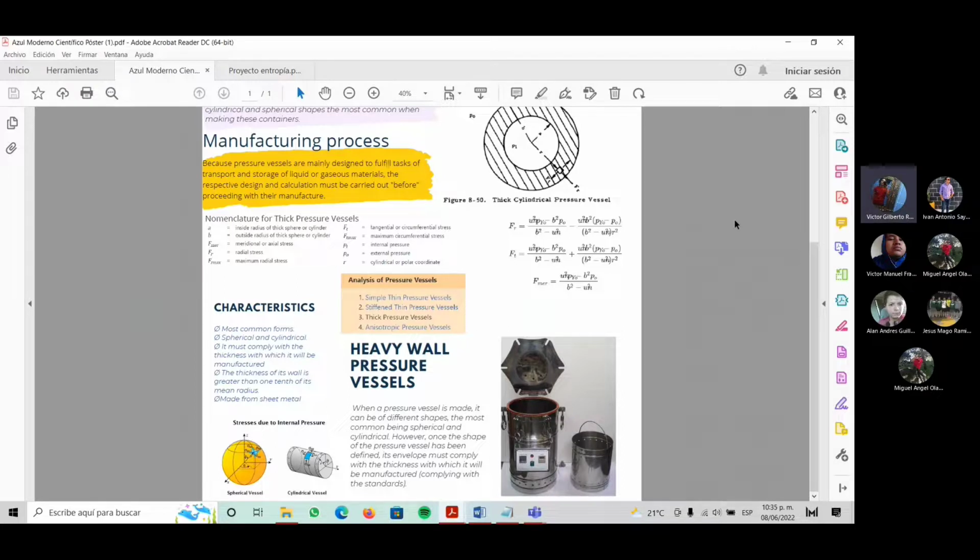Most pressure vessels are made from a sheet metal that has been bent to the necessary curve.